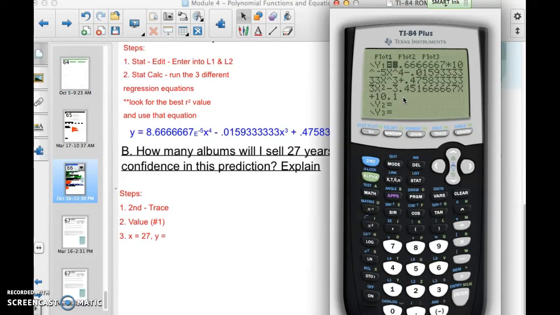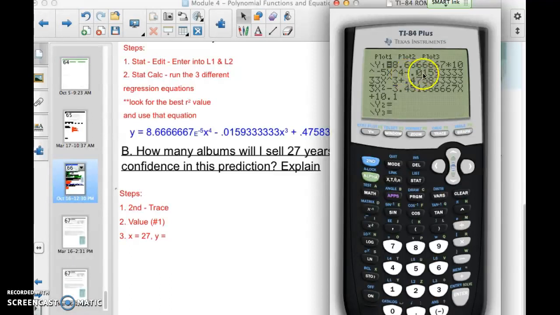I've already done this, so please pause the video at this time to get your calculator to look exactly like mine. You might look a little different as far as how it's presented in y equals. I think it extends more, but if you notice, I put 8.6666667 times 10 raised to the power of negative 5. That's what that looks like. And then I put x to the power of 4. That's how I would enter that into the calculator.